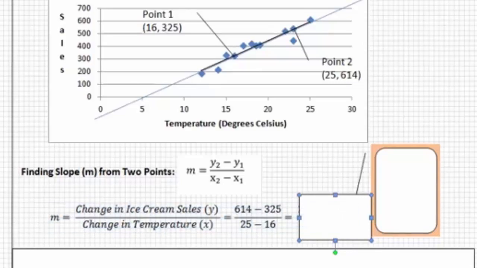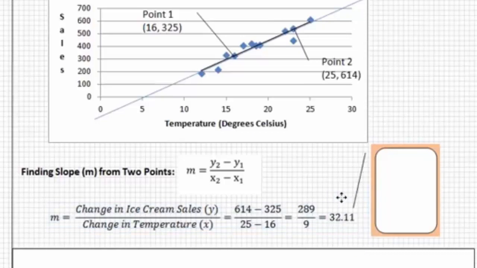So go ahead and take a moment, see if you can calculate that out. What I would expect to see is 289 over 9, because the difference between 614 and 325 is 289. The difference between 25 and 16 is 9. So for our purposes, it's probably easiest to deal with this in decimal form. So I'm going to go ahead and take 289 and divide it by 9.